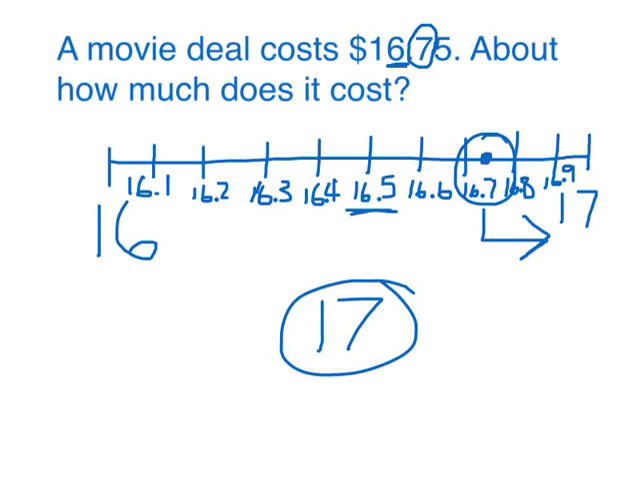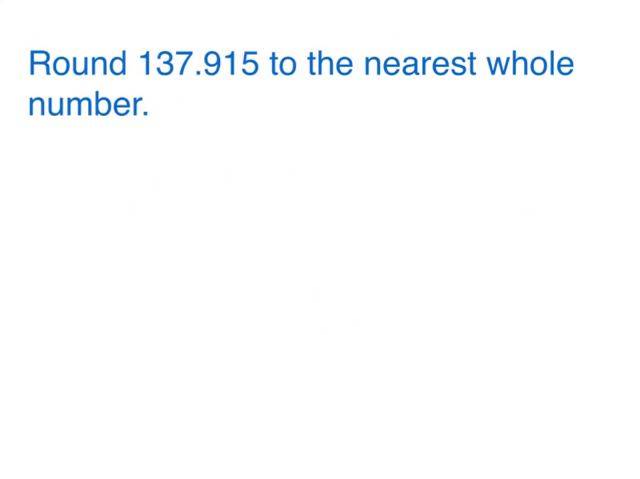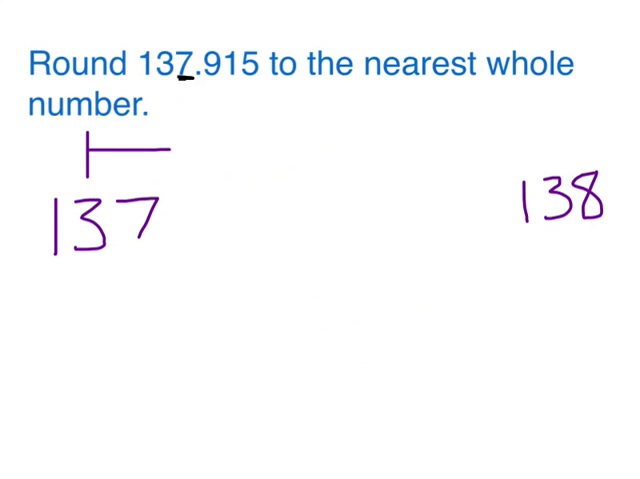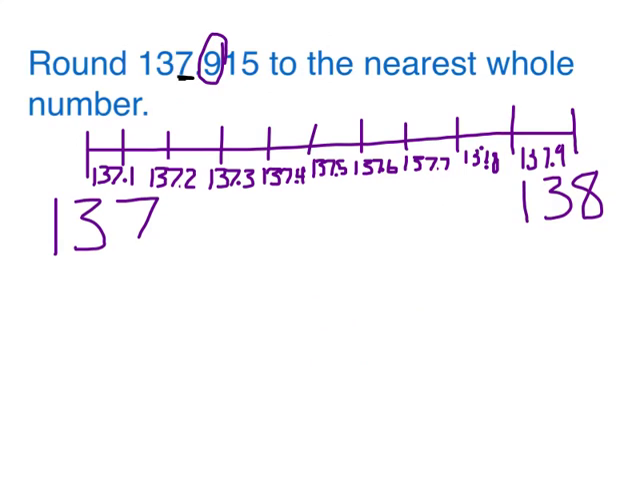Let's look at another example. Round 137 and 915 thousandths to the nearest whole number. In order to do this, I'm going to look at the ones place, because the nearest whole number tells me that I'm going to be rounding to the ones place. I know that this number falls between 137 and 138. It's a little bit more than 137. Now I can draw a number line and use tenths, the next place value over, to locate the number on my number line. I have filled the tenths into my number line.